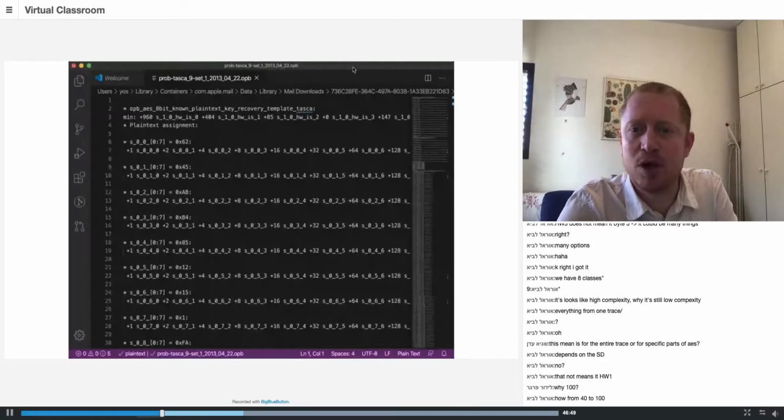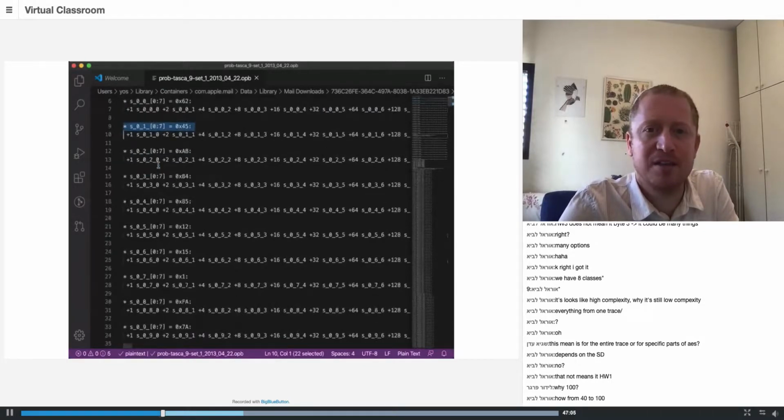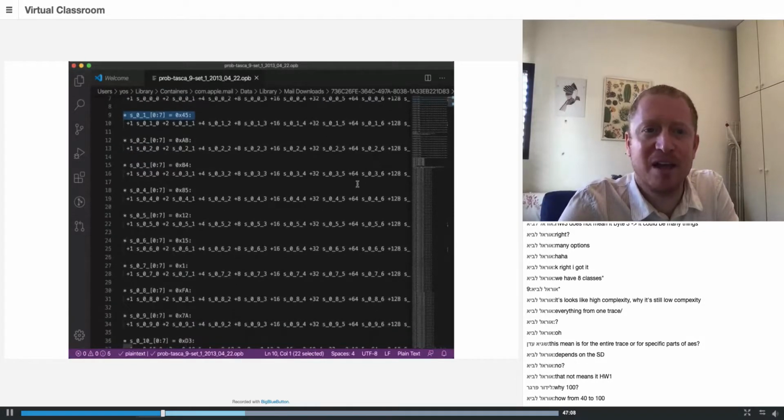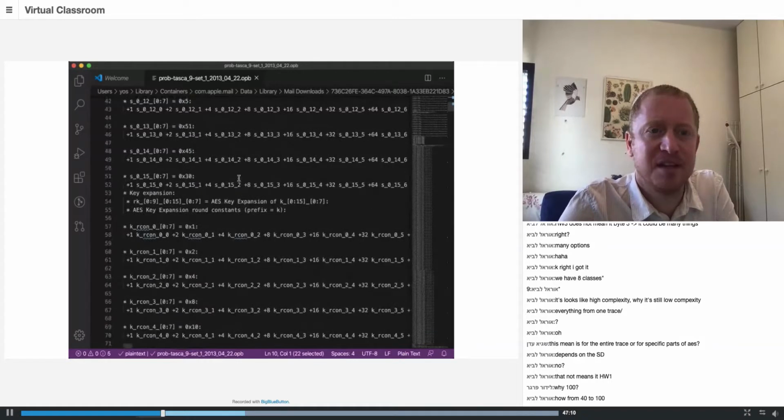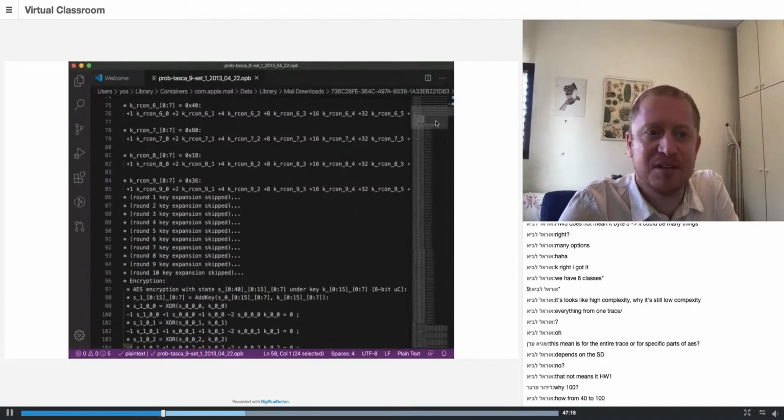So what you see here is an equation set for AES. And I'm just going to survey what's going on here. This is the plain text assignment. So I'm saying the first byte is equal to 62, second byte is equal to 45, and so on. And this takes a long time. And the next thing that happens is key expansion. I need to expand the round keys. So I'm doing round key expansion. And the next thing that happens is encryption.